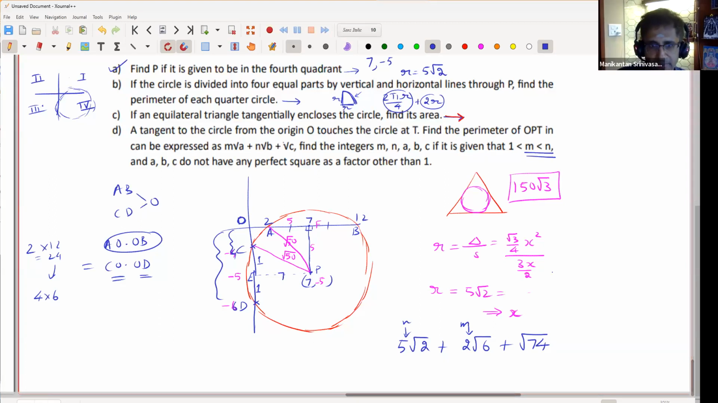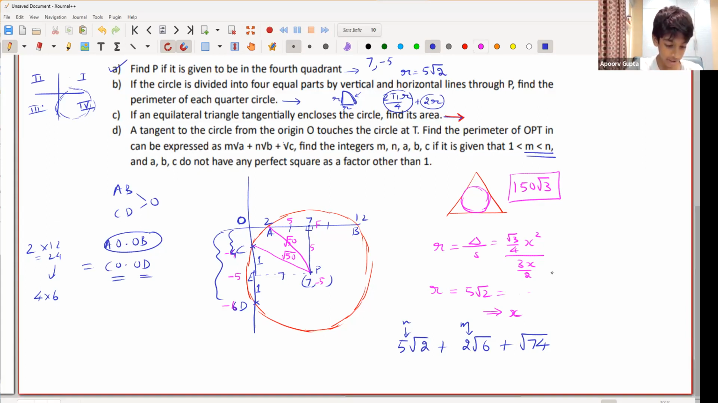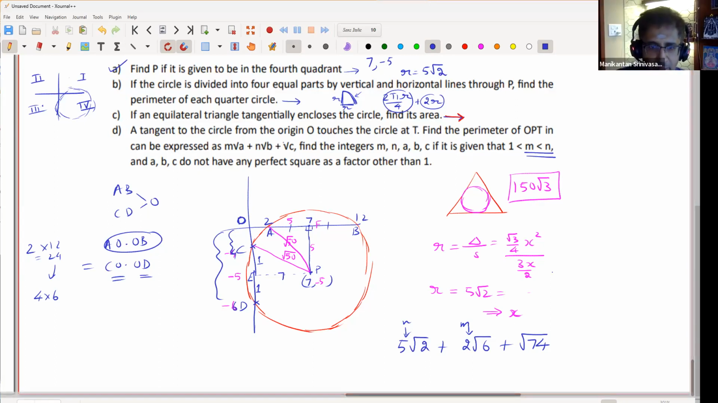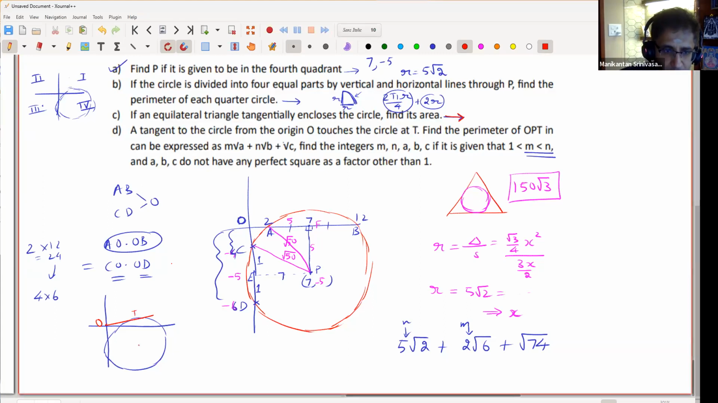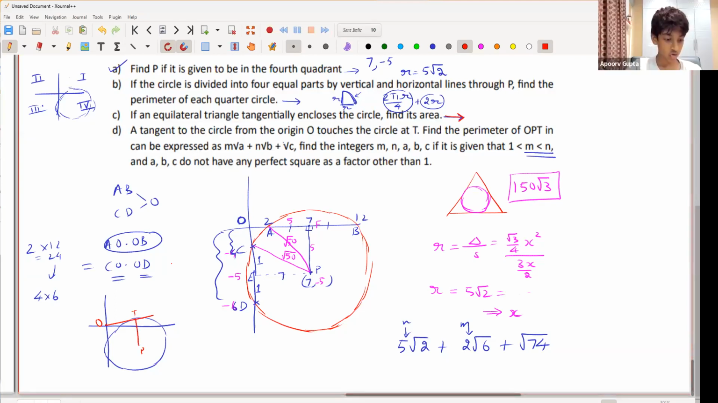So there is a tangent to the circle from the origin. Let me draw another picture here so that it's clear to everyone. So this is 2 and this is 3. I'll draw a tangent from this. This is O, and the tangent from the origin touches the circle at T, and this is P. Go ahead, please.